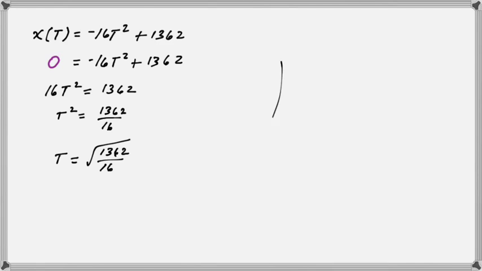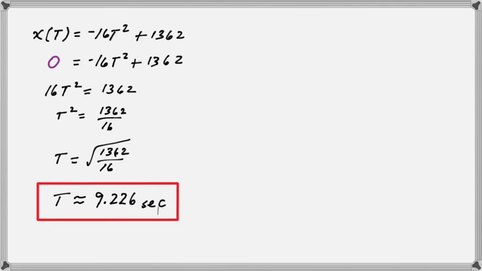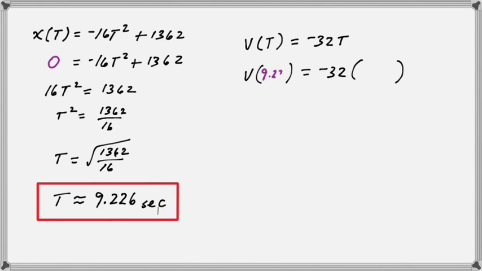1362 divided by 16. Okay, hopefully we end up with about 9.226 seconds. So you get about 9.226 seconds. That's the time it takes for it to hit the ground. They also ask with what velocity it hits the ground. You'd have to use your velocity formula and put in the time that we have, which would be 9.226. And when I do this, I get the velocity at the time of impact.